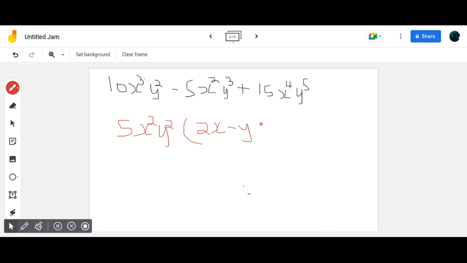And then moving on to the other term, which is 5x square y square into 15x to the 4 y to the fifth is going to give us 5 into 15 goes 3. X square into x to the 4 is going to be x square. And y square into y to the fifth is going to leave us with y cube.